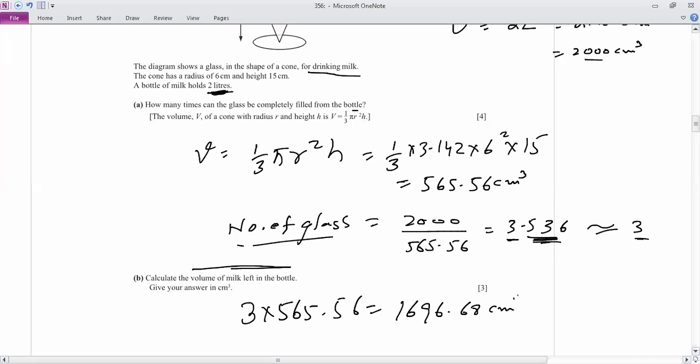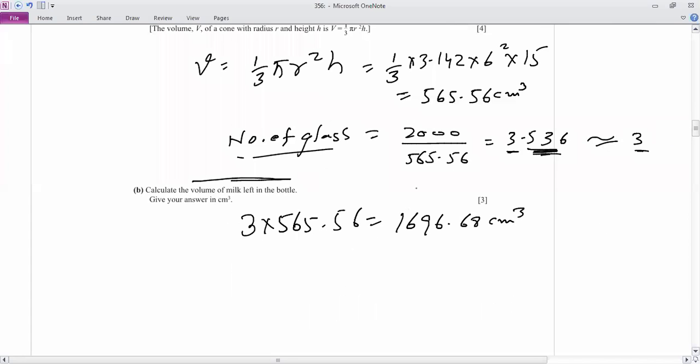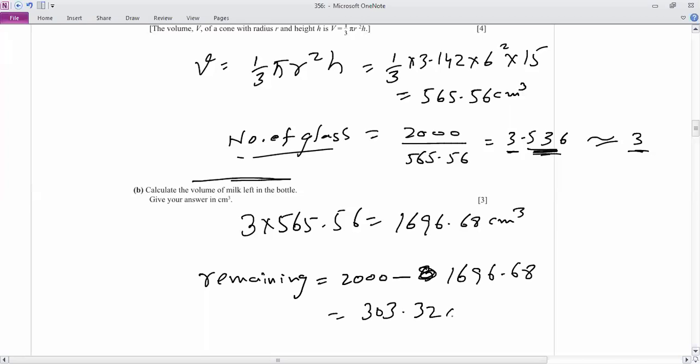1696.68. So what will be remaining? This has been taken by 3 glasses. So what will be remaining from 2000 minus this 1696.68? Yes, do subtract. 303.32 centimeter cube. This will be remaining. So you can see it will not completely build, but less than that one. Clear?